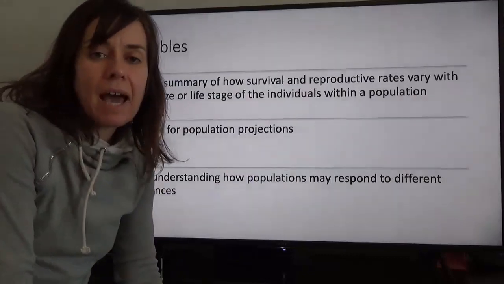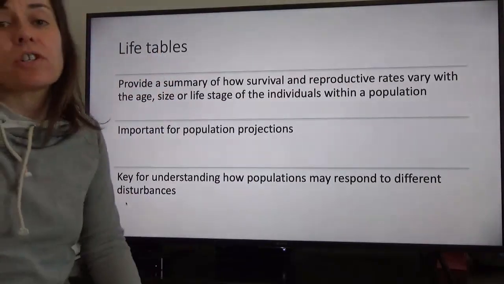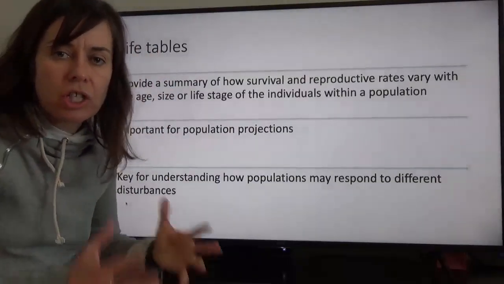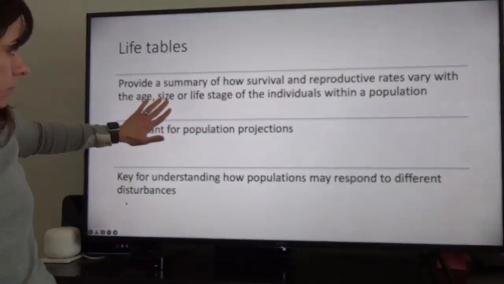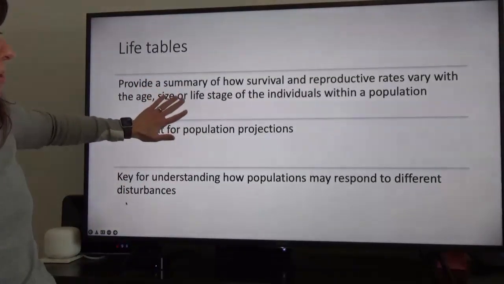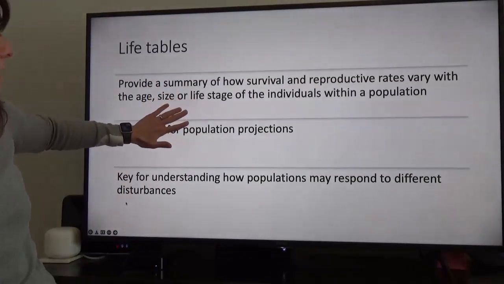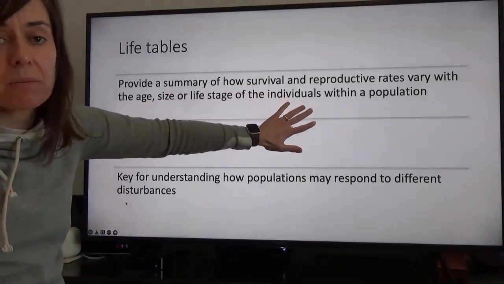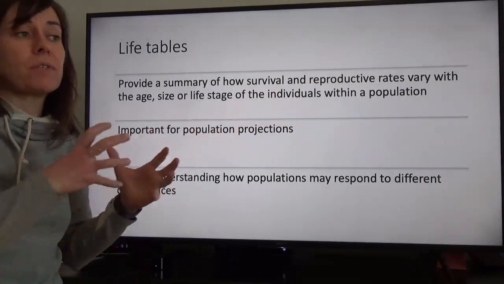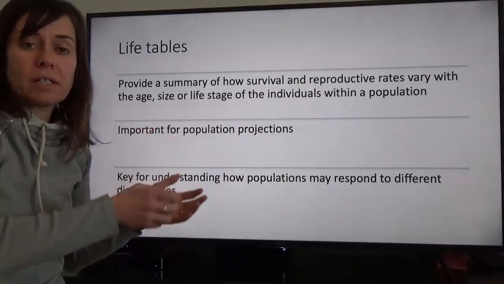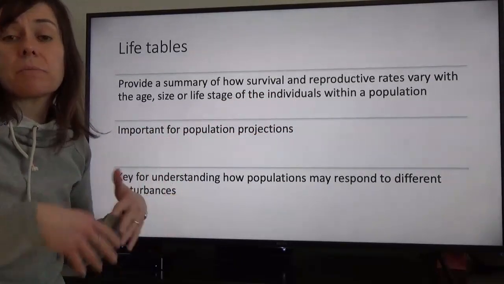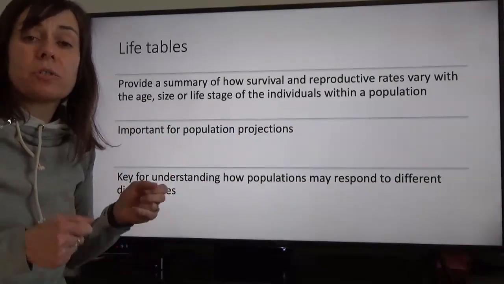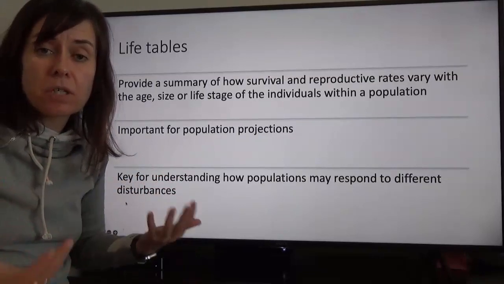And so the way we can capture this is using something we refer to as life tables. And this is a really important tool in the population ecology toolkit. These life tables provide a summary of how survival and reproductive rates vary with age, size, or life stage of individuals within a population. And so in the example we saw in the previous slide, we've got a number of ages and we know how many individuals survive from one age to the next. This gives us an age-specific survivorship.